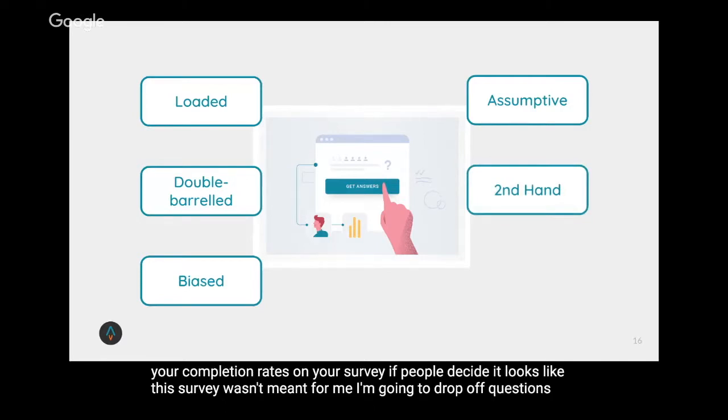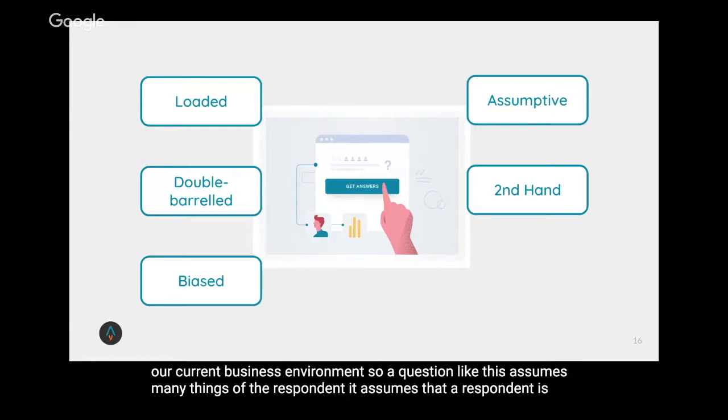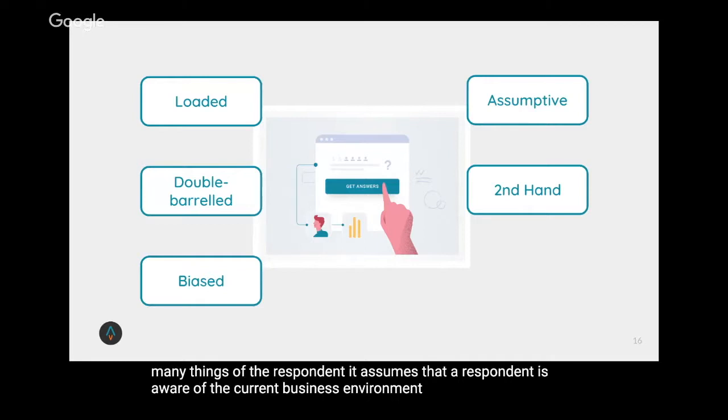Next are questions that assume second-hand knowledge from the respondent. So what this means is that you're assuming that the respondent knows about certain things, and you're asking questions with that assumption. For example, is our company culture the right one for our current business environment? So a question like this assumes many things of the respondent. It assumes that the respondent is aware of the current business environment and that they have an accurate assessment of that environment. So the responses that you would get from such a question cannot really be trusted.